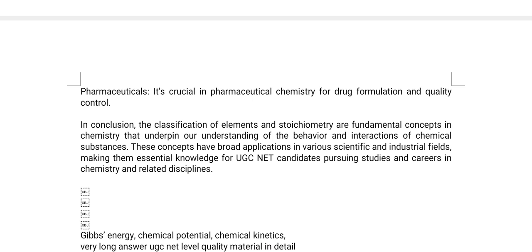So in conclusion, the classification of elements and stoichiometry are fundamental concepts in chemistry that underpin our understanding of the behavior and interactions of chemical substances. These concepts have good applications.